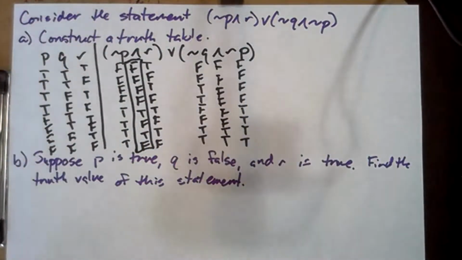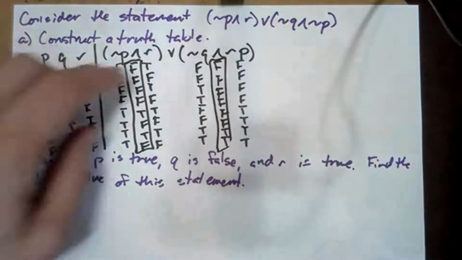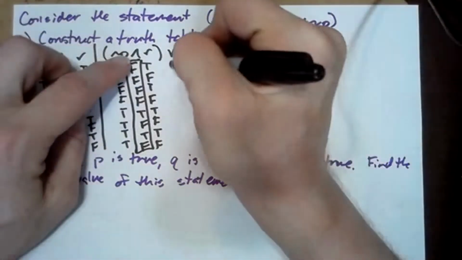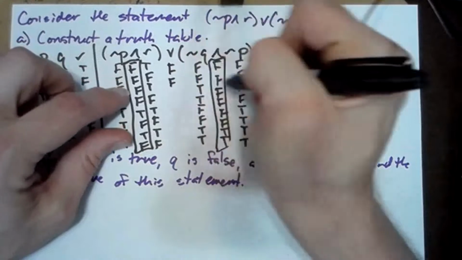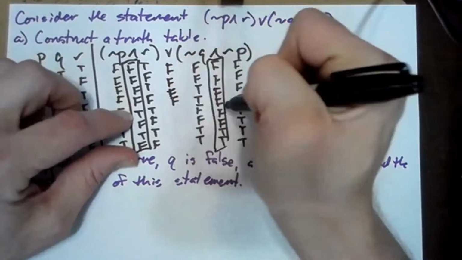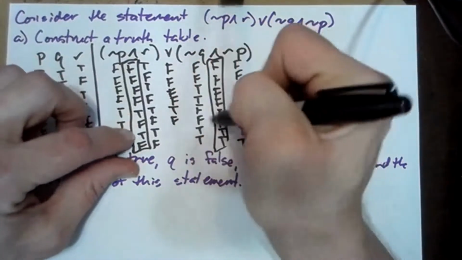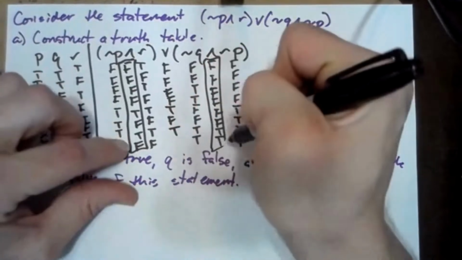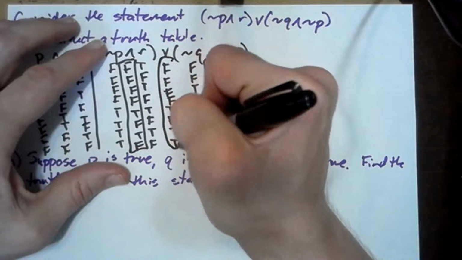All right. Now, finally, I'm going to box this again, and then I'll check my OR. False or false is false. False or false. False or false. False or false. True or false. False or false. True or true. False or true. Circle that.